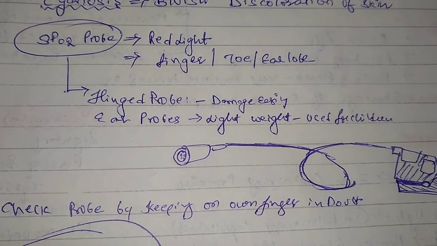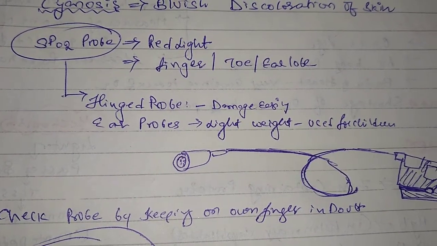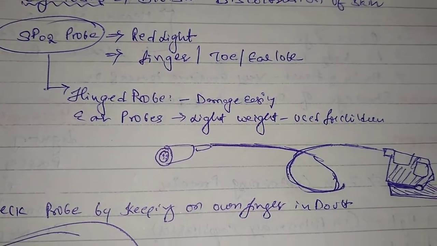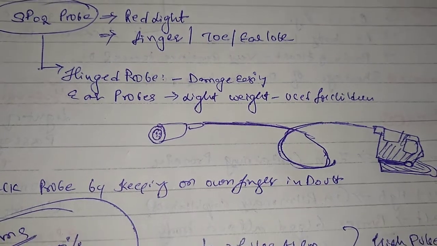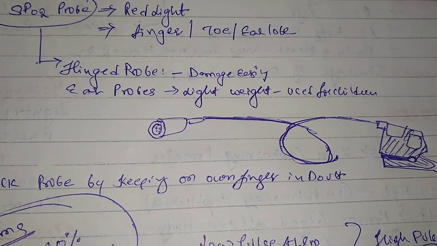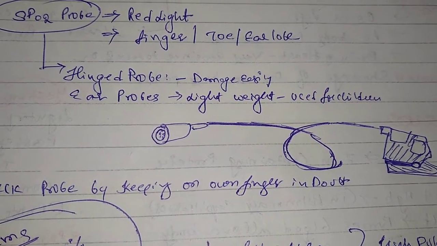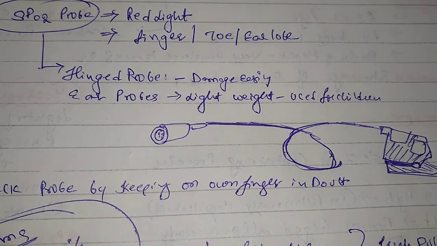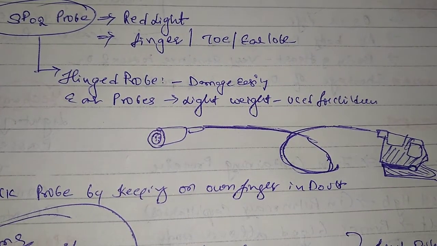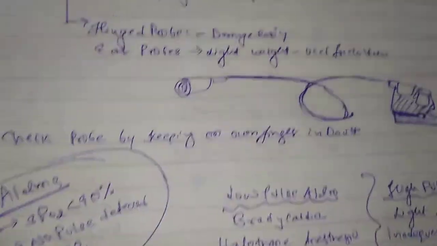The SpO2 probe has a red light which passes through the finger, and it is displayed on the monitor as SpO2 and pulse rate. We can see these probes are of different types: hinged probes and wrap probes. Hinged probes are easily damaged because they can break easily. To avoid breakage, ensure that the probe does not fall on the floor and the patient does not pull it away. Wrap probes are very lightweight and can be used for children.